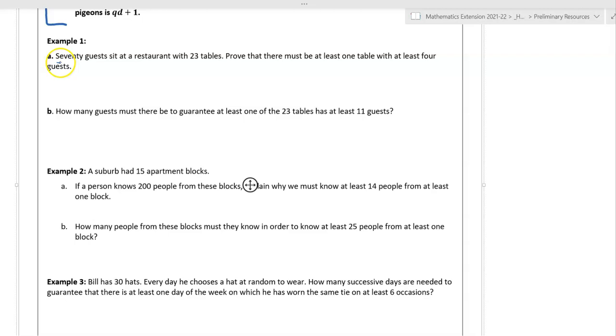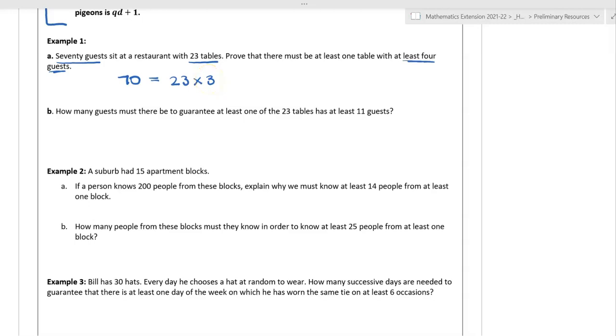Okay, we've got 70 guests. They're like our pigeons. And we've got 23 tables. We want to prove there must be at least one table with at least 4 guests. So what we're thinking of in our worst case scenario for our 70 guests, for each of the 23 tables, 3 will go to each table.